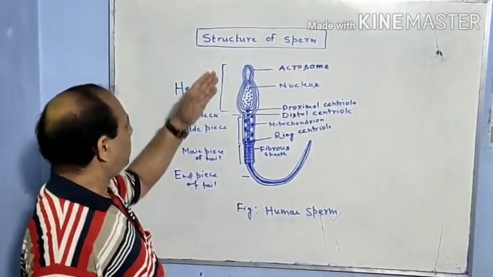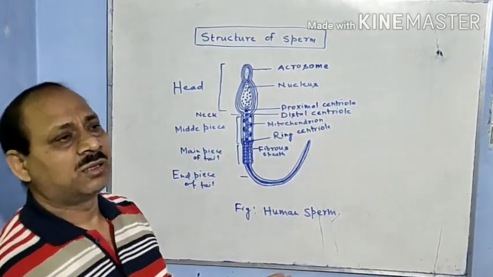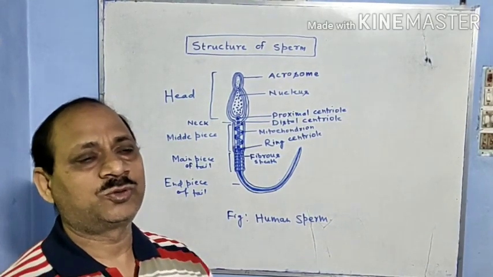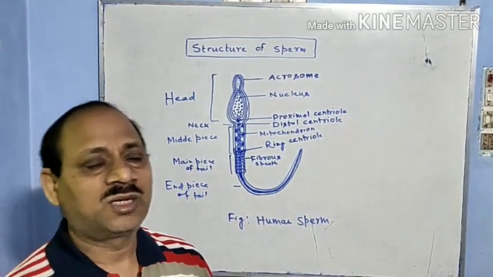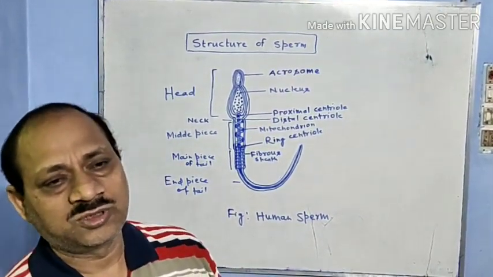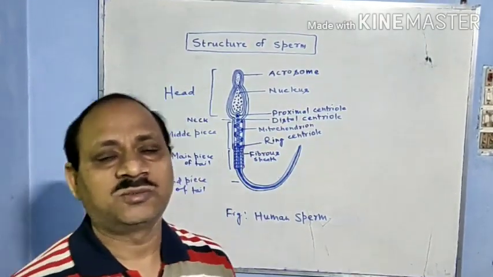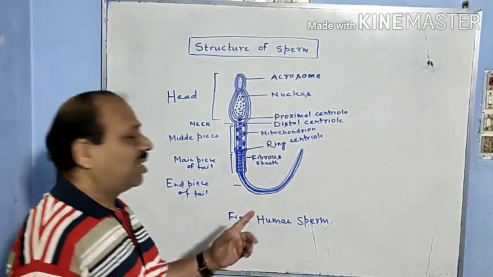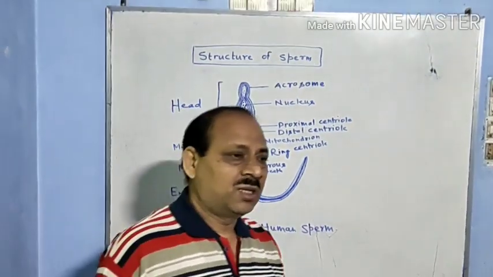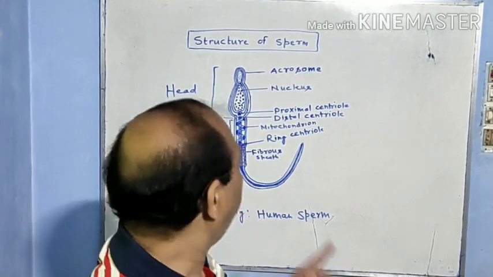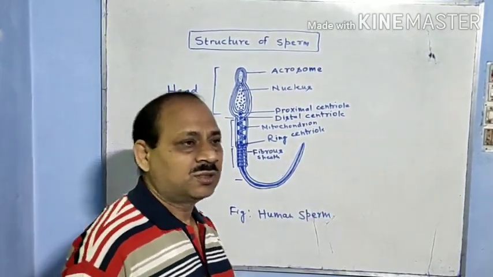Sperm is a motile cell. Motile means it can move from one place to other place. It can change its position. It swims in semen. What is semen? Sperm is a haploid cell. It is also known as male gamete. It is produced by testes.